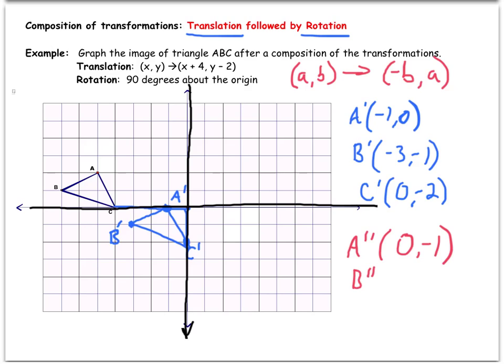B prime, first start by swapping the two, -1, -3, and then changing the sign of my new x value. So it's going to become +1. And then C double prime, swap the two, -2 and 0, but the x value now becomes positive. Last step, I have to graph all of these. (0, -1) will be my A double prime. (1, -3), B double prime. And C double prime at (2, 0).